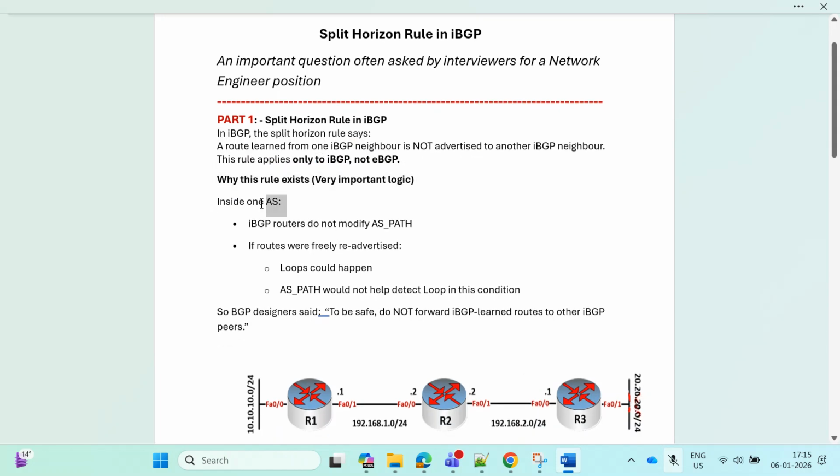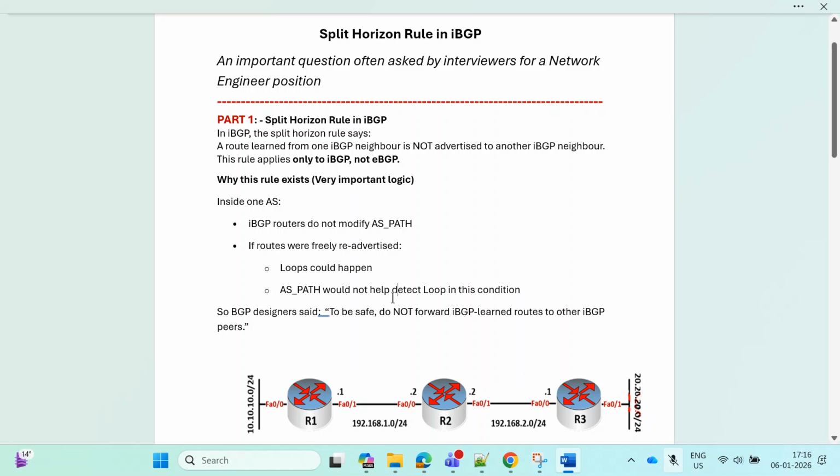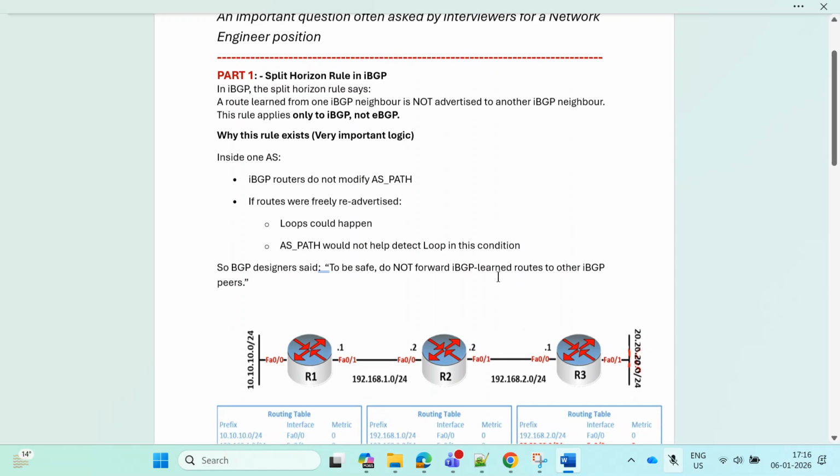Because inside one autonomous system, iBGP only happens in one autonomous system, and internal BGP routers do not modify the AS path, because they are part of the one autonomous system number, right? And if routes were freely re-advertised, a loop could happen, right? And the AS path will not help to detect the loop in this condition. That is why the designers said, to be safe, do not forward iBGP learned routes to other iBGP peers, right?